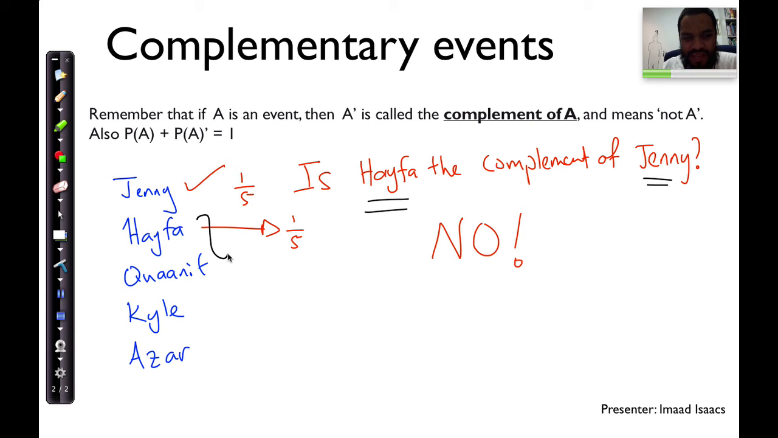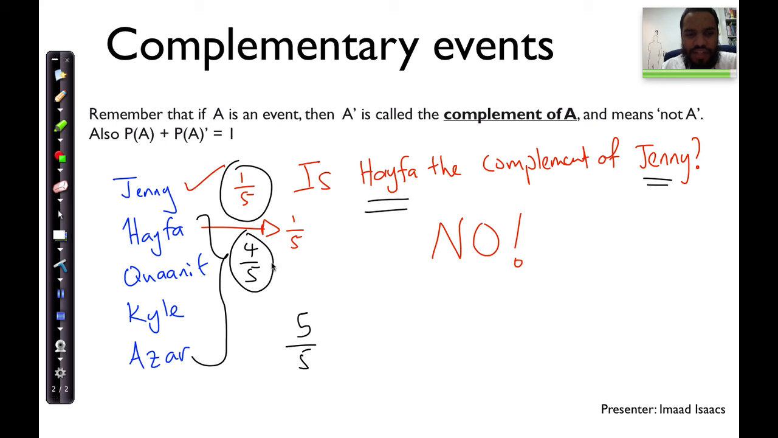So what am I saying? I'm saying that the complement is Hafer, Karnit, Kyle, and Azar. This is only relevant to say that the probability of getting Hafer or Karnit or Kyle or Azar is 4 out of 5. And when I add 1 out of 5 with 4 out of 5, I get 5 out of 5.